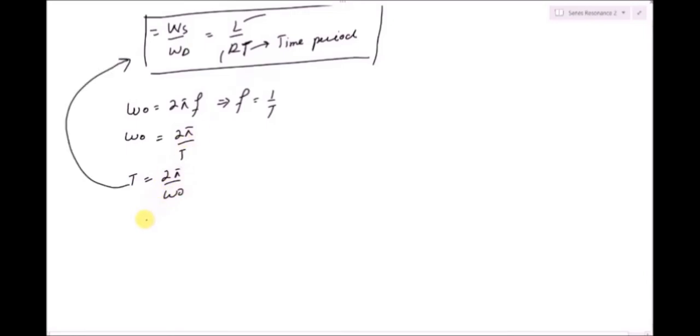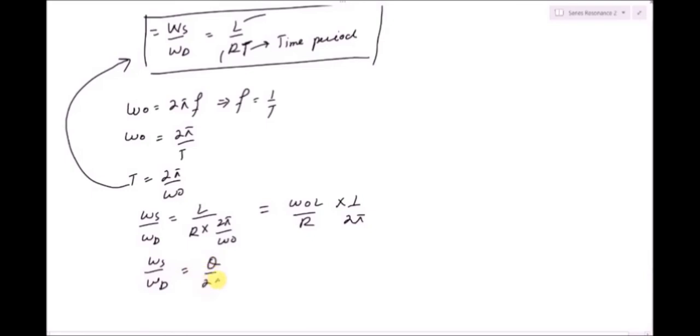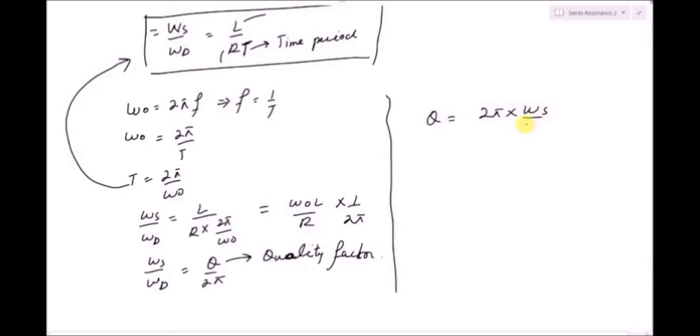So the above equation will become omega S over omega D is equal to L over R into 2 pi by omega naught. And after simplifying, that will be omega L over R into 1 over 2 pi. So the final equation will become omega S over omega D is equal to Q over 2 pi. The Q is the quality factor. Q is equal to 2 pi into omega S over omega D.